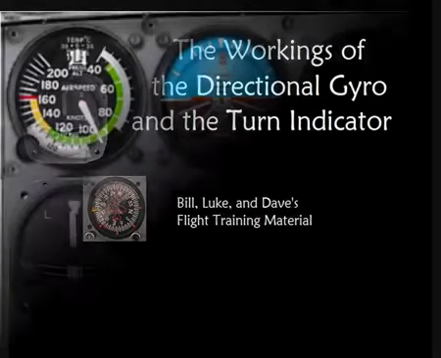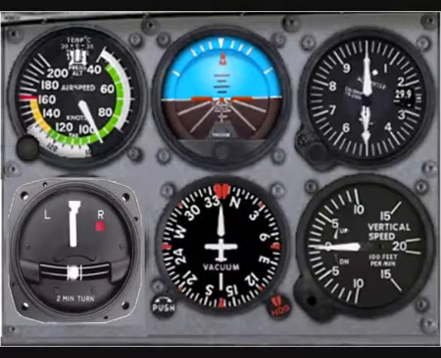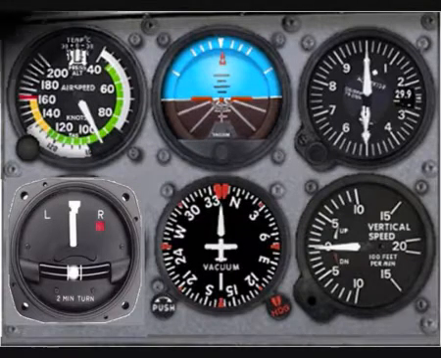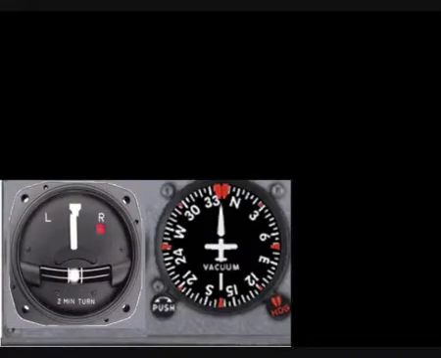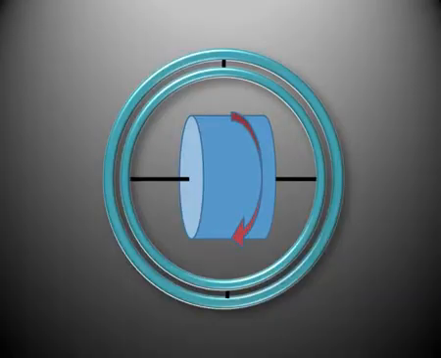In this session, we will look at a couple of instruments in the cockpit, the turn indicator and the directional indicator. We will illustrate how these instruments utilize gyroscopic properties for their indications. Now we will look closely at the gyroscope.